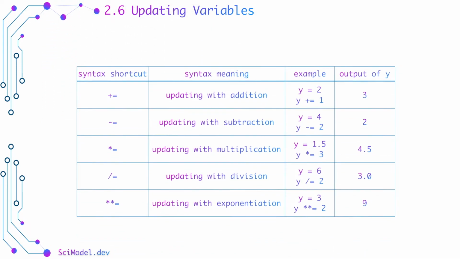This table shows the syntax for mathematical operation along with an example for each. There are shortcuts for addition, subtraction, multiplication, division, and exponentiation. As you see, the shortcut syntax begins with a mathematical operator followed by equal sign. You can pause the video to read through this table.